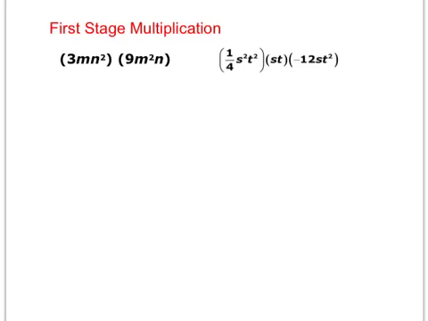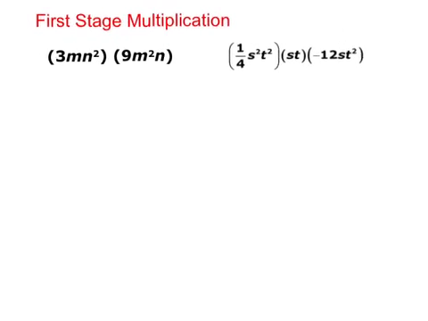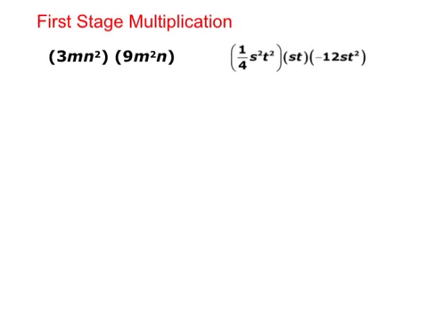Okay, so first of all, we're going to talk about what I would consider first stage multiplication, which really is using monomials and multiplying things together using a combination of associative and commutative properties to simplify. The first thing we want to do here is associate like bases, so that we can use our properties of exponents.